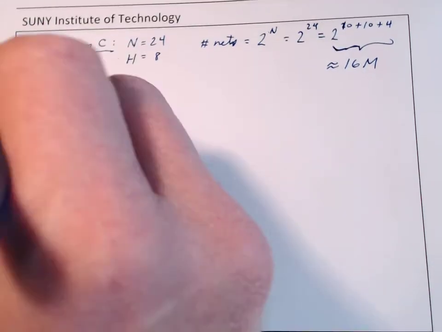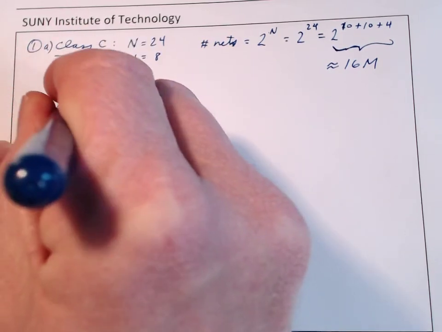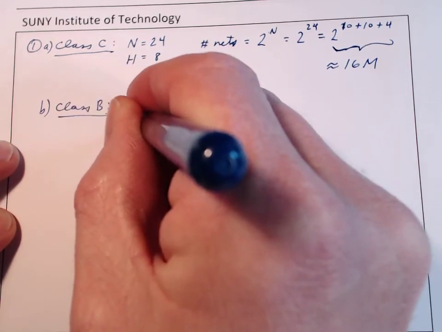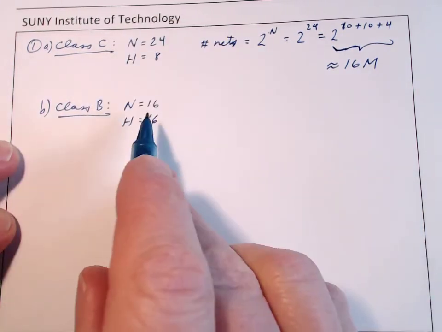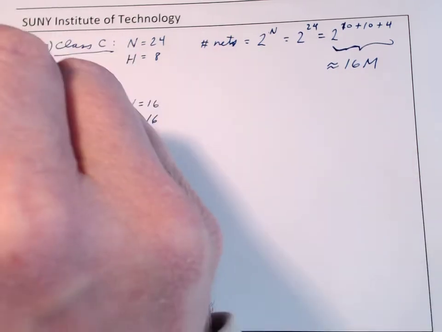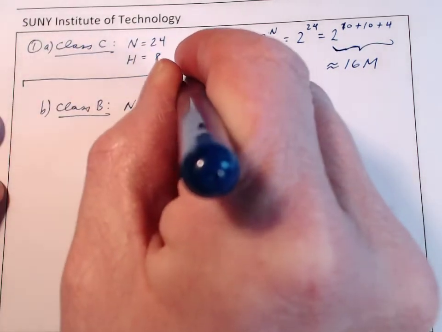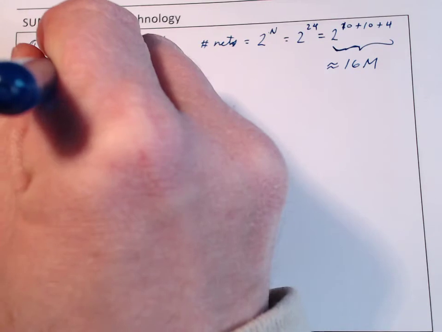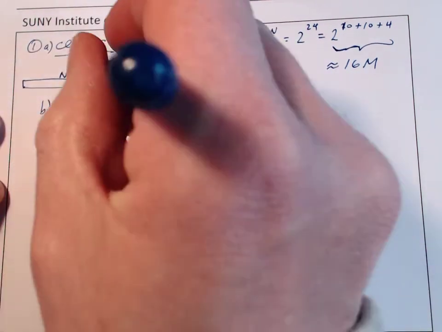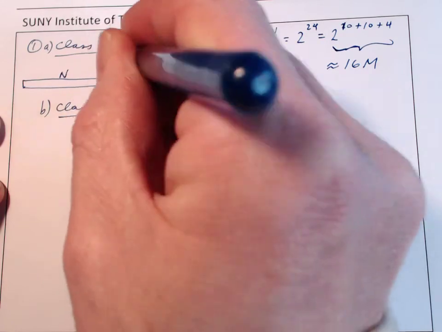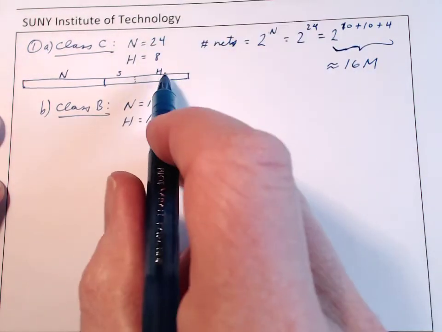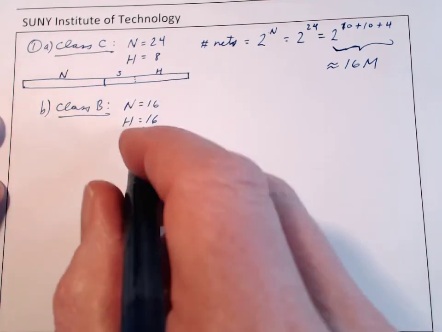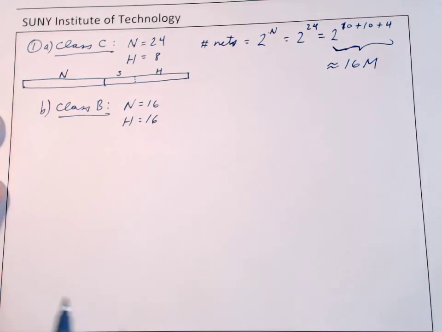Okay. If we look at Class B networks, N is 16, H is 16. Here I'm using the standard way of breaking up an IP address into some number of bits N that describes the network, some number of bits S which describe a subnet, and finally some number of bits H which describe the number of hosts. And here we're just looking at classful networks, so S is 0 and N plus H adds up to 32.